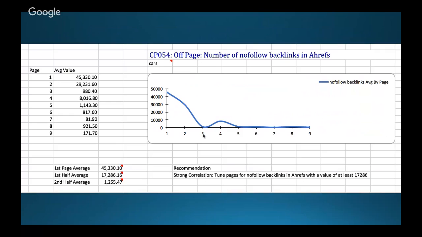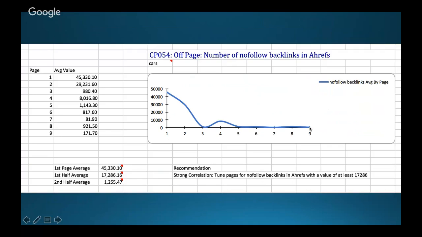It's looking at the number of no-follow backlinks. And I should probably explain this chart really quickly. Right here on the x-axis on the bottom, we have the page number. So page 1, page 2, page 3, page 4. And on the y-axis, we have the factor measurement. And in the key, we have the definition of what the factor measurement is. And so we have the average measurement by page for no-follow backlinks.